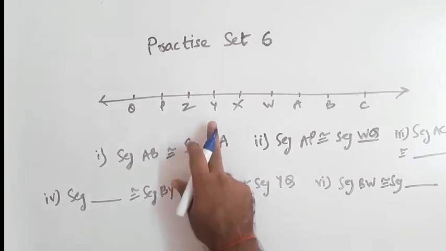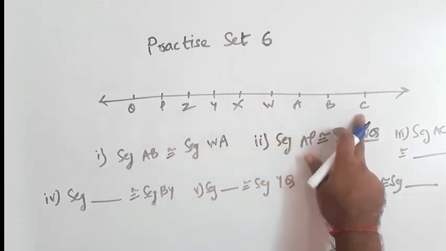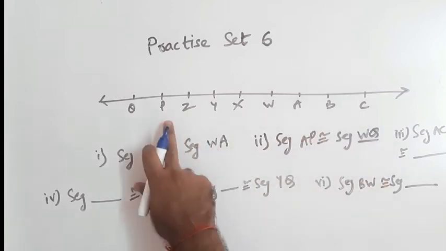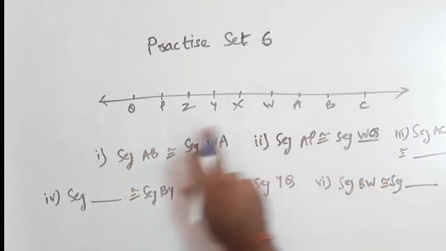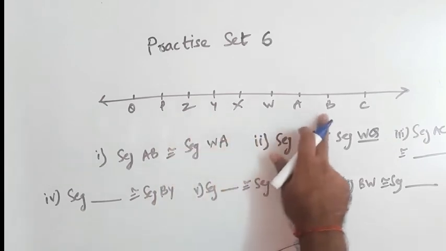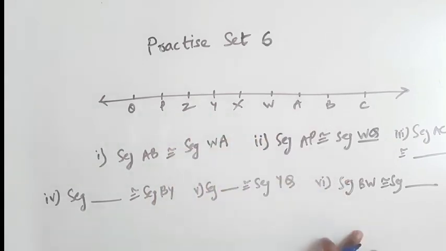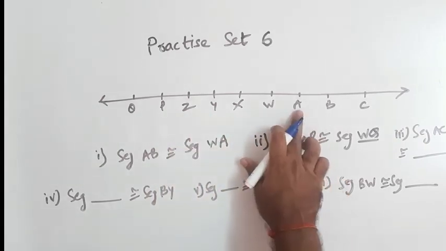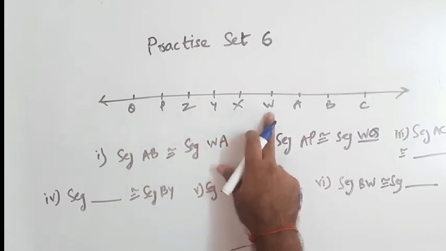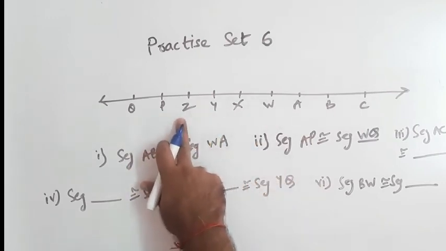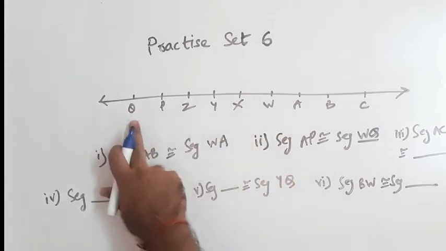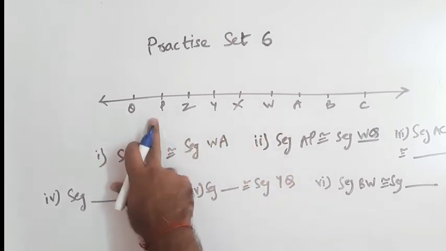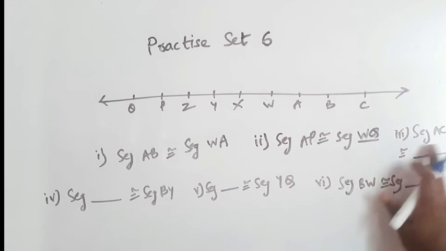Yes, you can also take YC. You can also take AP congruent to ZB. All are correct. Just see here, AP has 4 points in between, 1 2 3 4. So I have taken WQ, which also has 4 points in between. That's it.